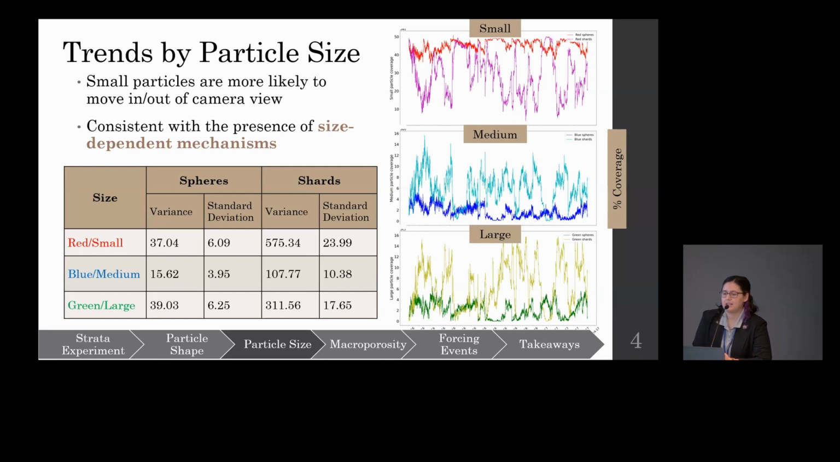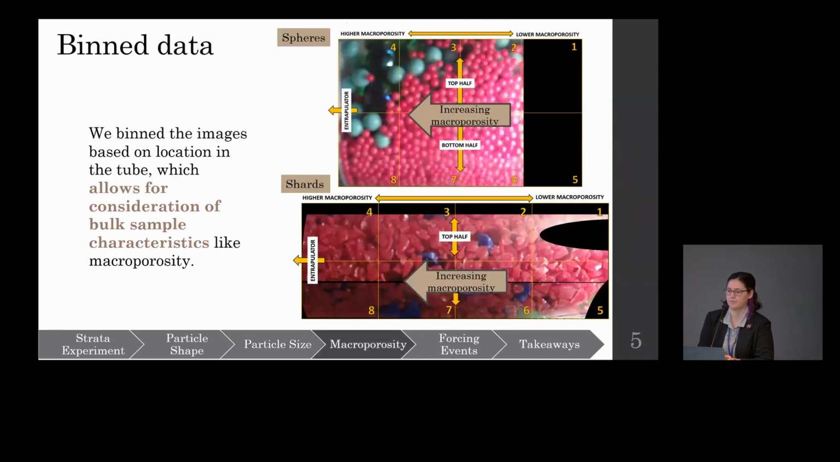So the next thing we look at is trends by particle size. And so this goes from smallest to largest. It's a little harder to read, but what we're seeing is that the small particles are really more likely to be moving in and out of camera view. They're more active overall. If we're seeing changes in coverage, yes, we see the larger particles sort of move out of view, but mostly we're seeing the small particles move in and out of view. And so this, as I alluded to at the beginning, is really consistent with the presence of size-dependent mechanisms. We see variations in the behavior based on the particle size.